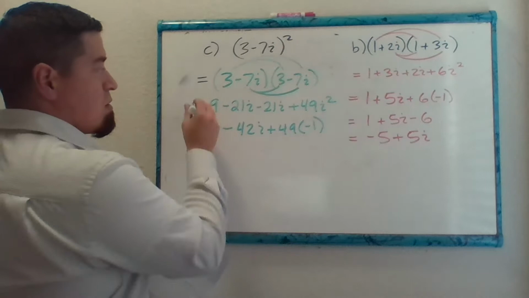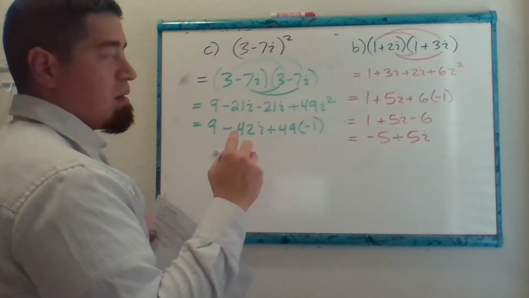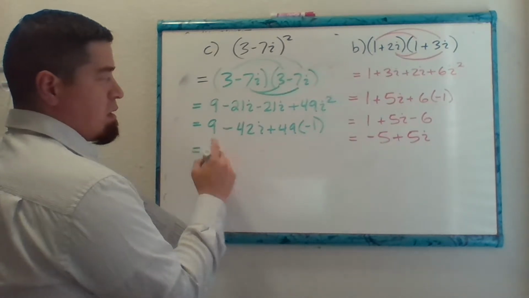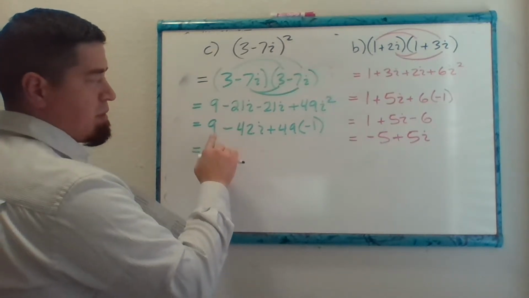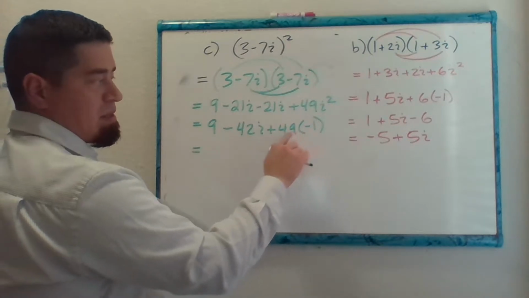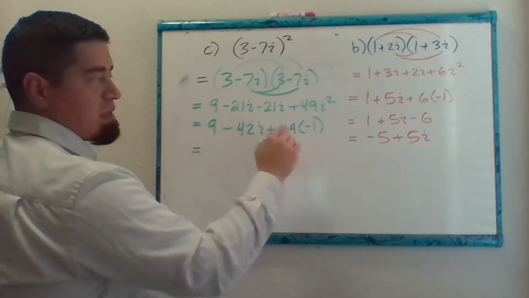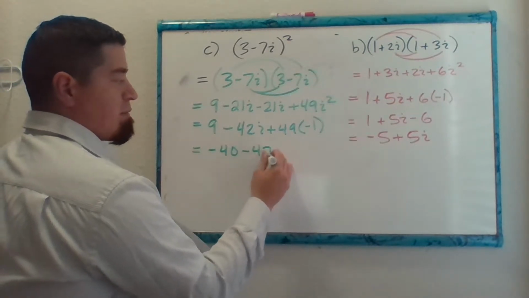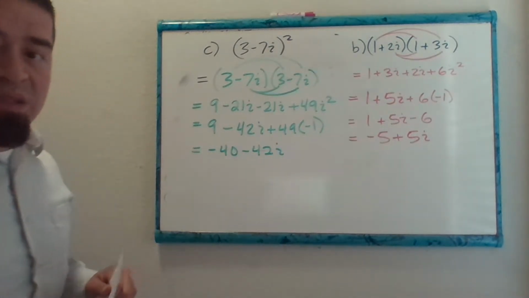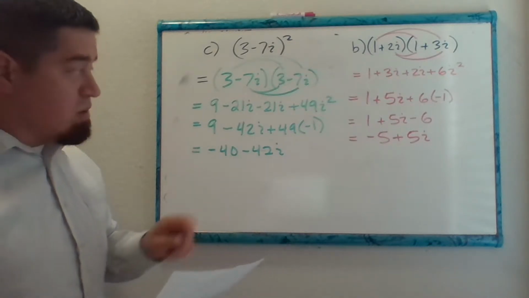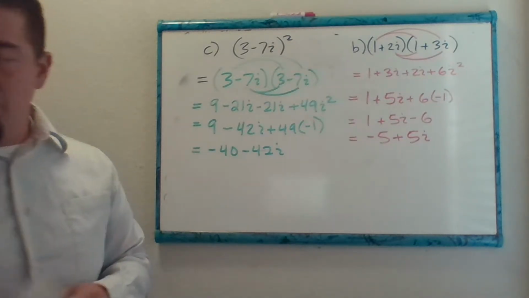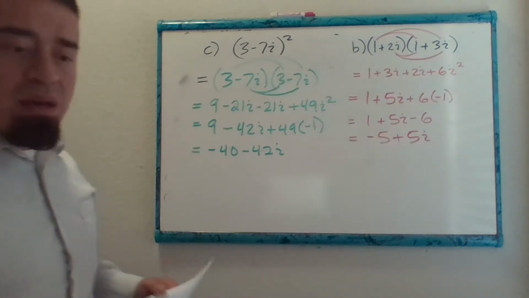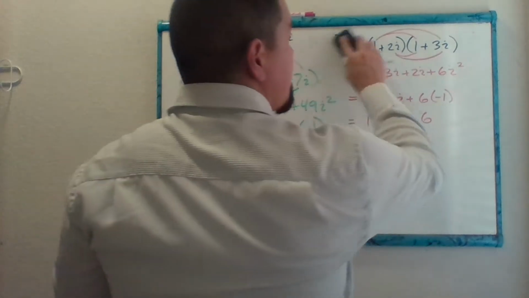So anytime you see i squared, you know it's going to be negative 1. Again, because the square root of negative 1 squared, the square root and the square will cancel out. So now, I'm gonna kind of jump a step here, but I have 9. This is going to be negative 49. So 9 plus negative 49, that's going to be negative 40, minus 42i. And that would be my final answer there. Okay. So that's how you multiply different complex numbers.